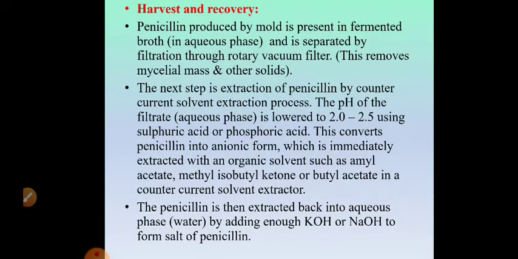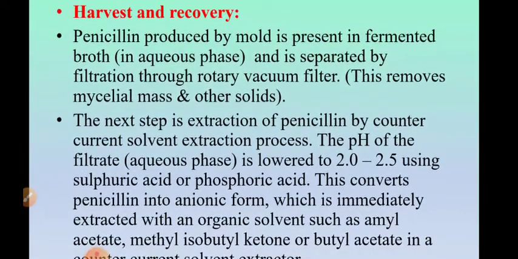Right, so let us discuss harvest and recovery of the product. Penicillin produced by mold is present in the fermented broth. That means it is present in the aqueous phase, and it has to be separated out from the mycelium. You have to remove the mycelial mass and other impurities. So the fermented broth is filtered by using a rotary vacuum filter or filter press. Now the filtrate contains penicillin, and the mycelial mass and other solids can be pressed and used as animal feed.